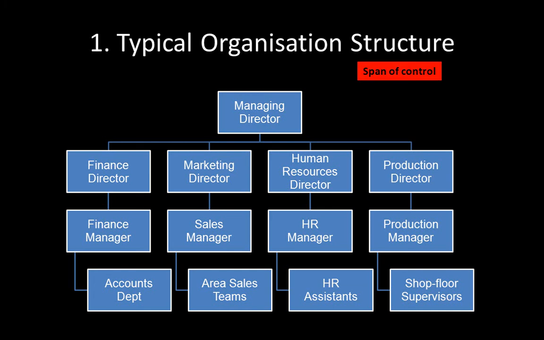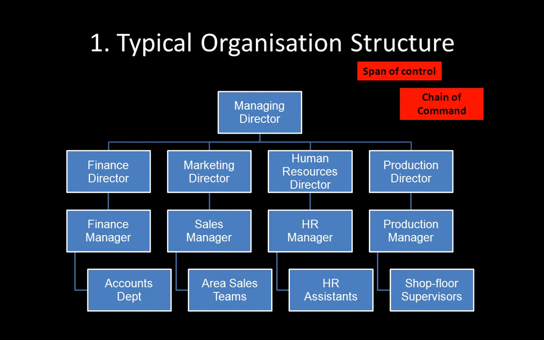So, a couple of key terms that we need to know about organisation structure. First of all, span of control. The span of control is the number of employees a manager has direct responsibility for. Even though the managing director is actually responsible for everybody within the organisation, his span of control is actually 4, and the people within his span of control are the finance director, marketing director, human resource director and production director. Okay, the finance director's span of control is 1. He has the finance manager as his subordinate.